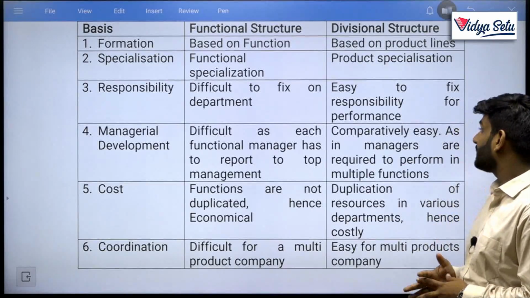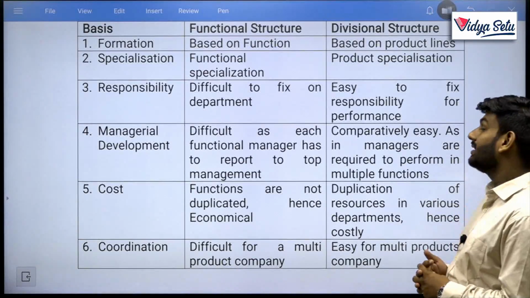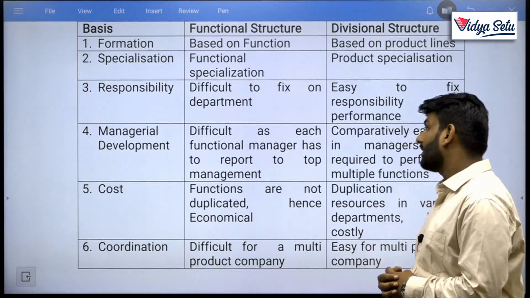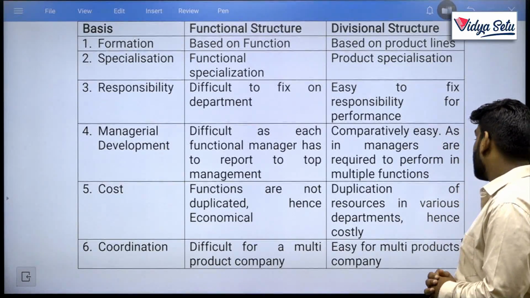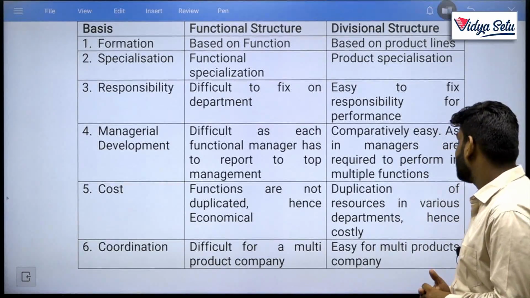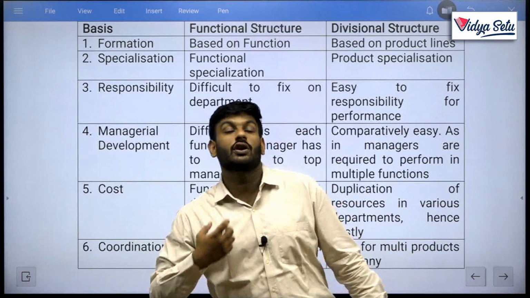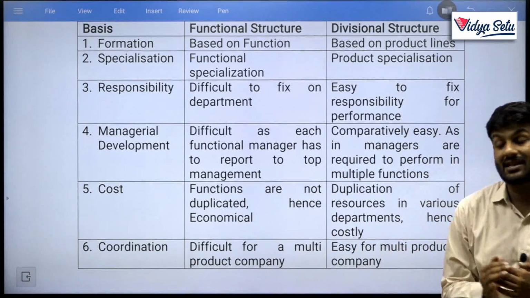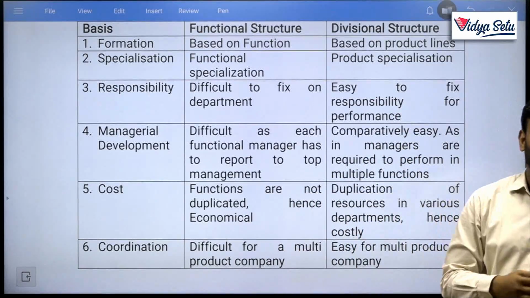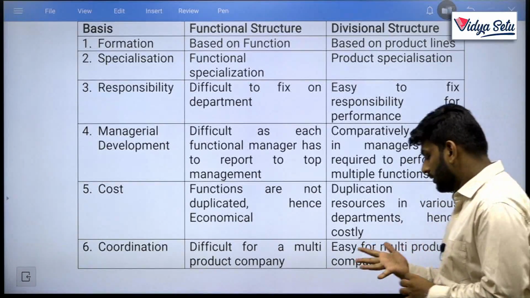So in case of functional structure, functions are not duplicated, hence economical. That is, cost benefit can be given in functional structure. But in case of divisional structure, there is duplication of resources in various departments, hence costly. There will be duplication of resources. You need to allocate your resources to each and every function, each and every division, I must say. Clear? Next is coordination.